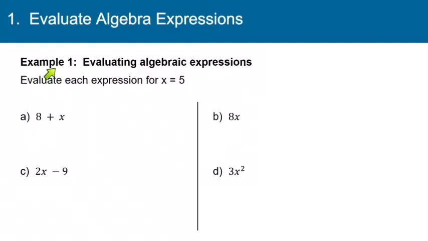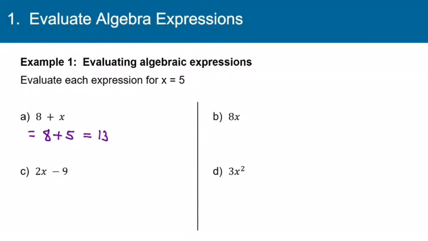So here's example 1, and it says evaluate each expression for x equals 5. So in every expression, we have an x, which just stands for an unknown number, and they're telling us that x is 5. So in every case, we're going to replace x with 5 and then evaluate. So 8 plus x becomes 8 plus 5, which we know is 13. It's that simple. Okay, now this says 8x.